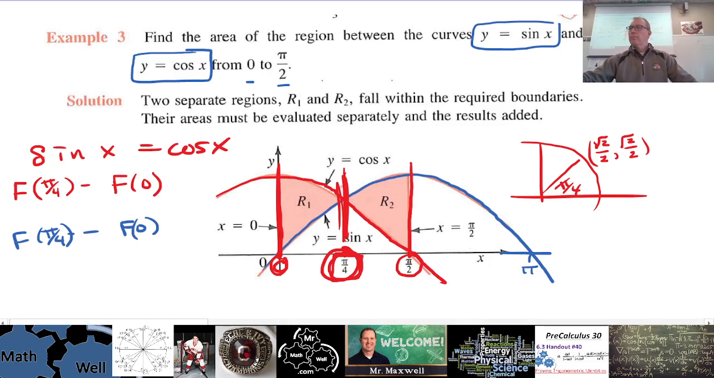Sorry, what is the sine x equals cos x indicating? That's what we use, the sine x equals cos x, just to find the intersection point. So I'm going to erase that now.